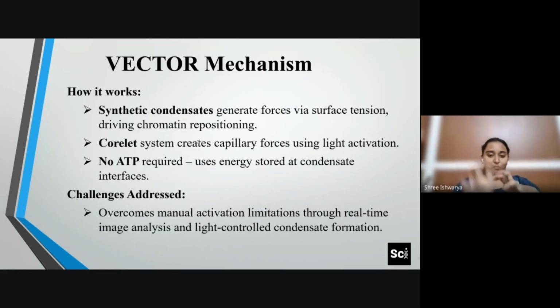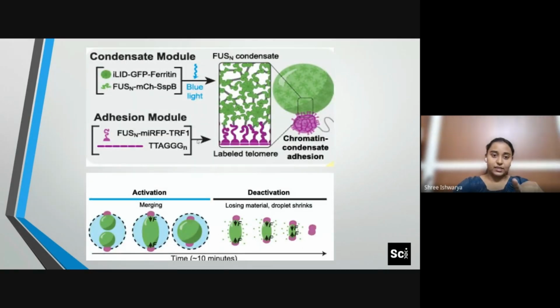So the mechanism: you have a synthetic condensate. You can see this green bubble-like structure is your condensate, which has two proteins, one is SSBB protein and the other is GFP protein. This is a condensate which we are going to insert into your body, and we have an adhesion molecule, which is the TRF1 protein, and your chromatin sequence. These two, the condensate molecule and the adhesion molecule, make the correlated system. So this system is going to relocate your genome.